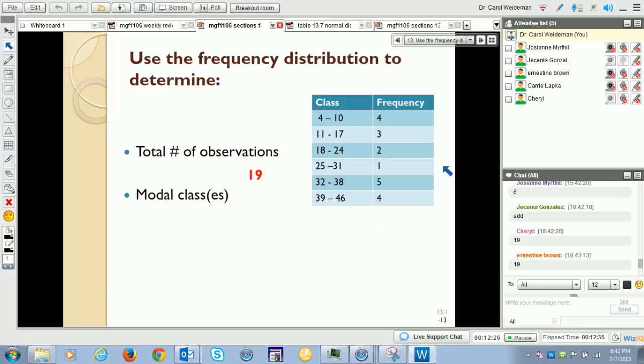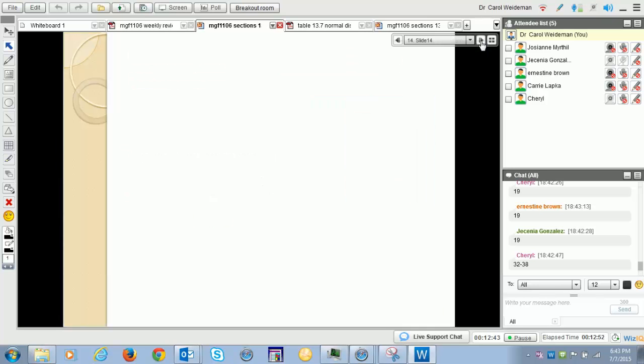The modal class, the mode of a distribution, is the most frequent. So in this frequency distribution, we call these classes. What's the modal class here? Which of these has the most observations? 32 to 38, yes. Absolutely. Okay, let's do another one.